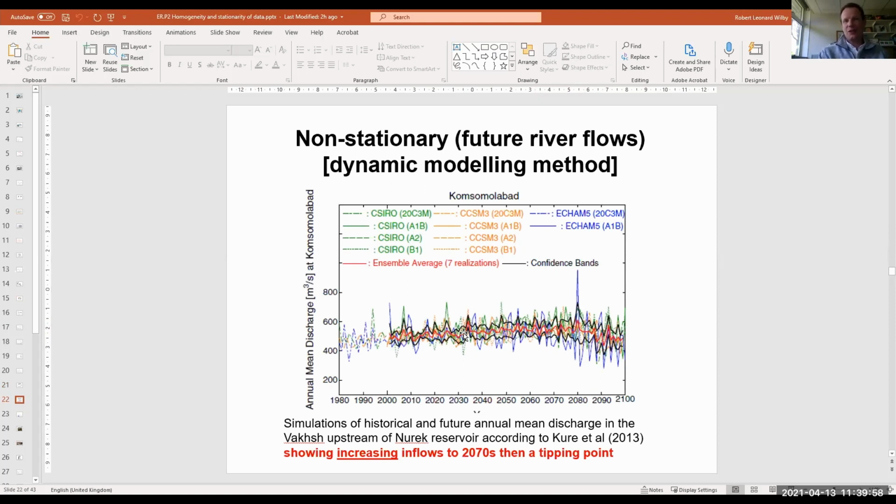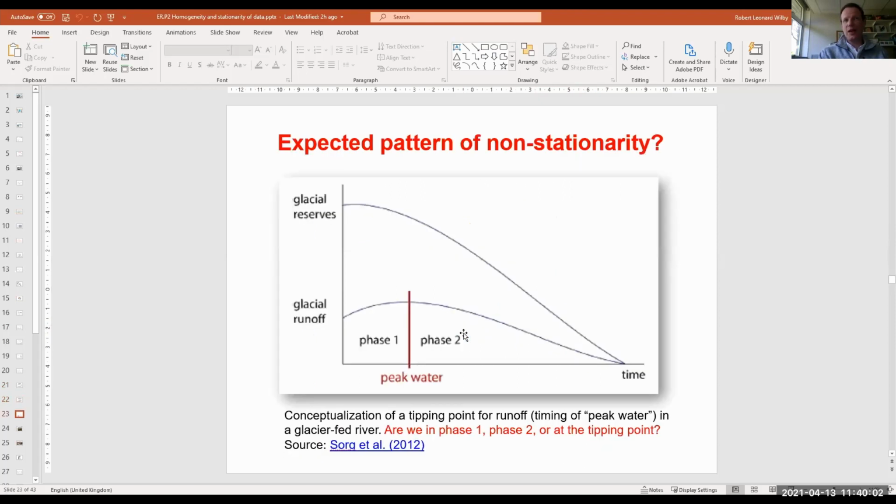And these different views of non-stationary behavior bring us to a really important debate that's going on across Central Asia and other parts of the world, where hydropower and water supply for agriculture and industry and people is potentially falling away, is reducing with climate change as the glaciers melt.